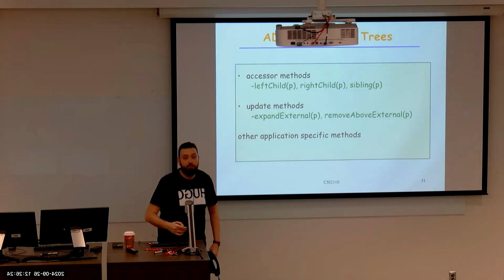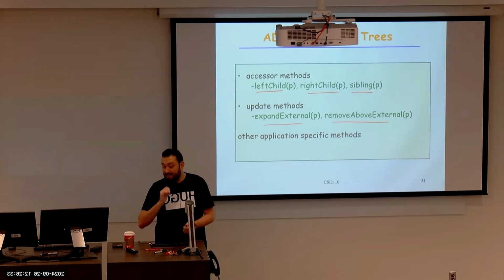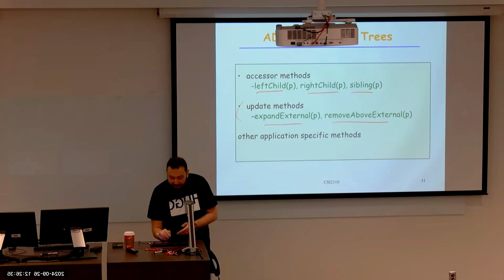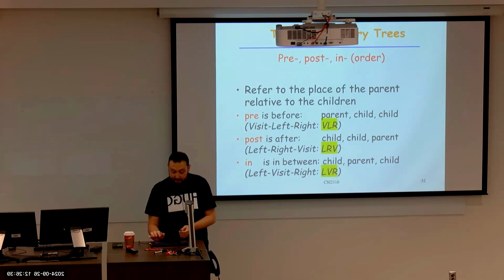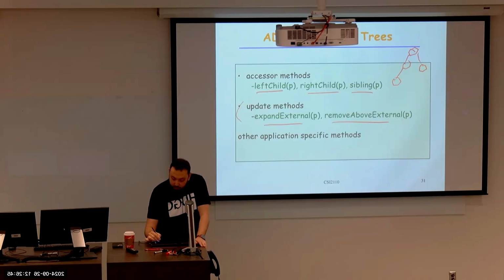So now, if we go back to the ADT, we said we're going to have left child, right child, and sibling, expand external, remove above external. Why did we add expand external and remove above external also? So let's see what we mean by that. If I have this, and I want to keep it a binary tree, so I want to remove this.